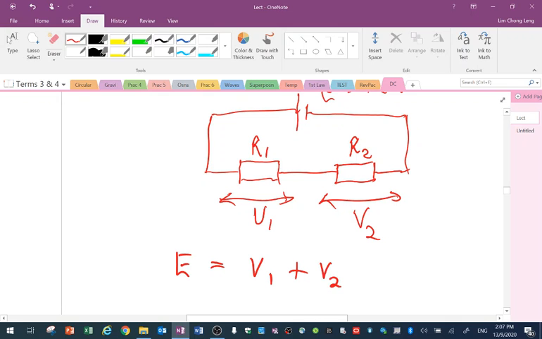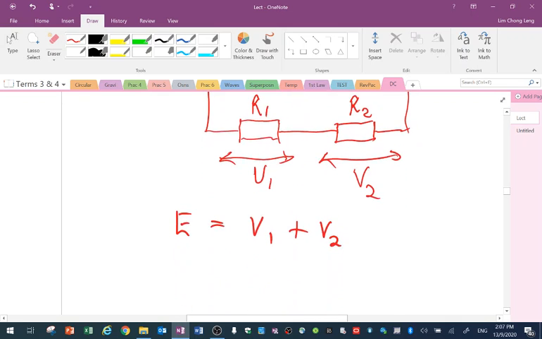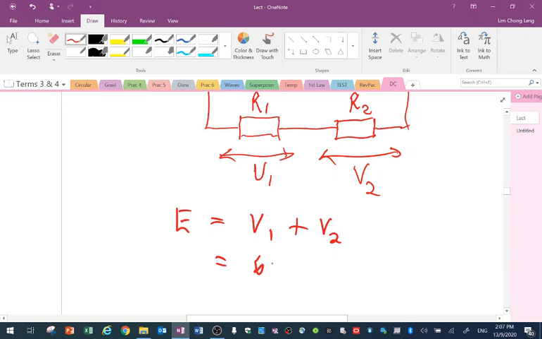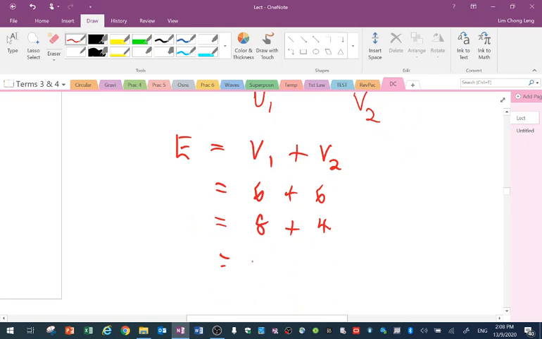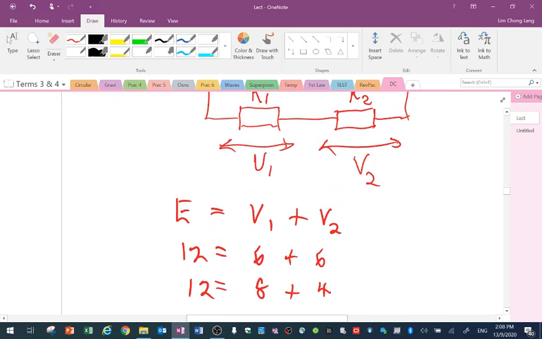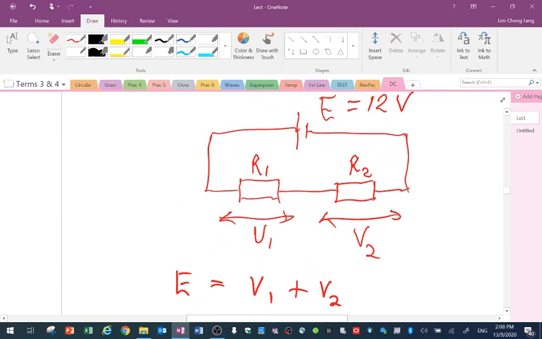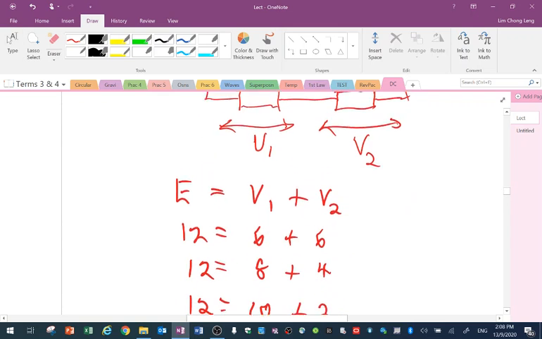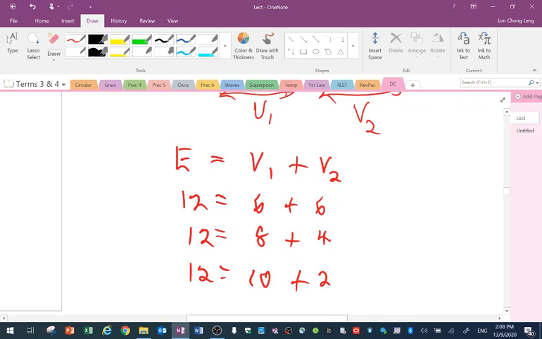That means the EMF 12 volt is divided into two parts, and I can actually divide it in various ways. For example, 6 plus 6, or it can be 8 plus 4, all right? And it can also be 10 plus 2. So there are various ways to divide the PD into two parts, but they will always add up to 12, because a potential divider divides the EMF into two parts. The two parts may not be equal.